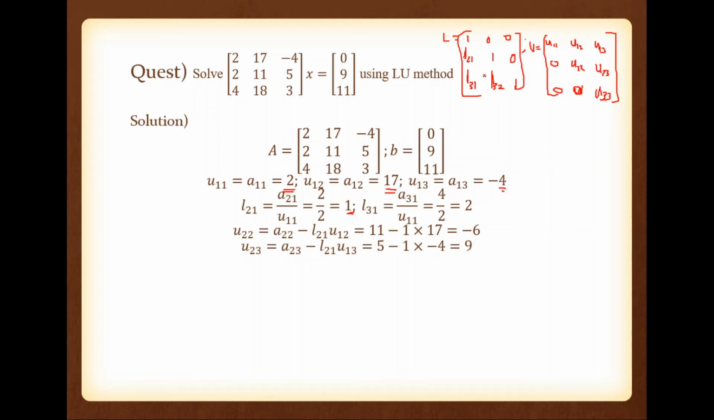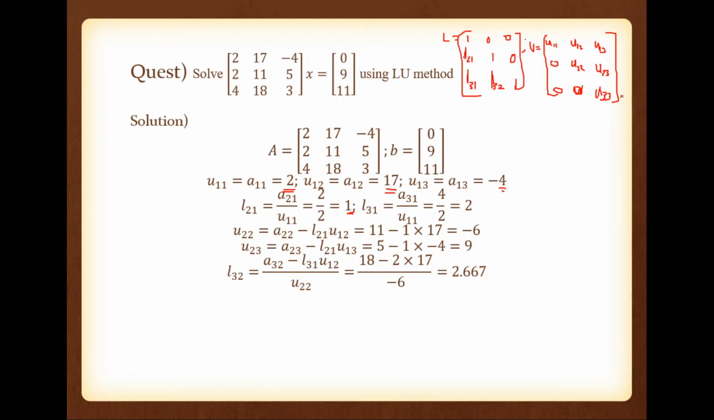Now we are going to find the second column of L, that is L32. So L32 is equal to A32 minus L31 into U12 all divided by U22, that is equal to 18 minus 2 into U12, that is 17, divided by U22, that is minus 6. So we have 2.667. So this one is over.